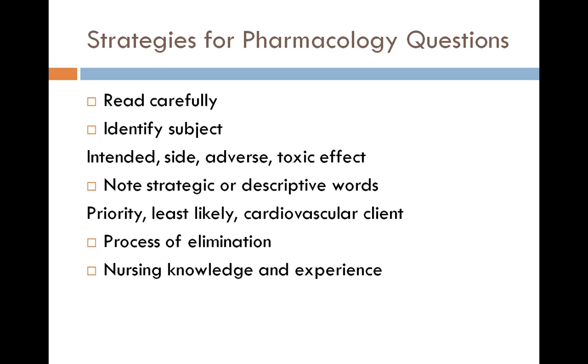Also, when you're looking at your questions, you also want to note any strategic or descriptive words. You want to note if it's asking you priority. So we know when we see the word priority, we may have 4 correct options, but which one would we do first? Which is most important? When you see things like least likely, which thing are we most likely not able to see occur with this patient? Or is it telling you within the question, or within the stem, that this is a patient that's having some cardiovascular dysfunction?